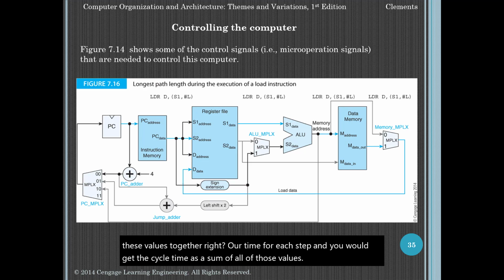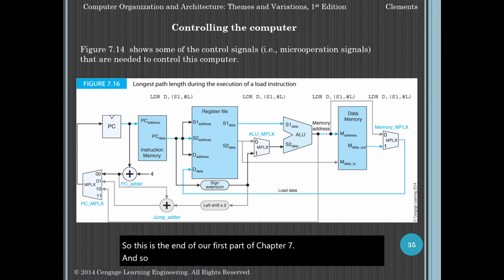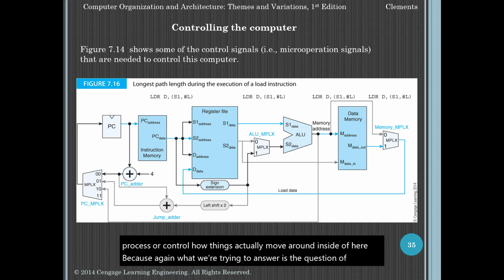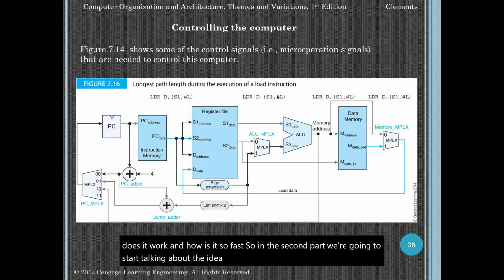So this is the end of our first part of chapter 7. And this part really looks at the organization of the computer, our processor control, how things actually move around inside of here. Because again, what we're trying to answer is the question of how does it work and how is it so fast? So in the second part, we're going to start talking about the idea of pipelining and how instructions overlap to improve efficiency.